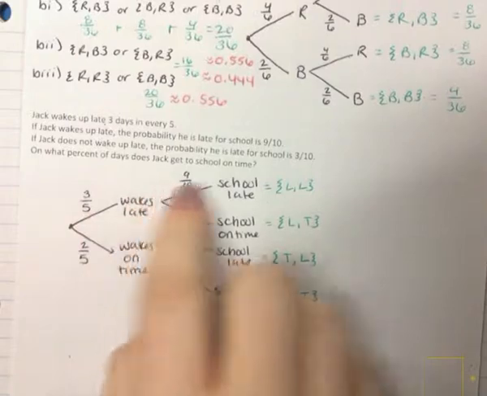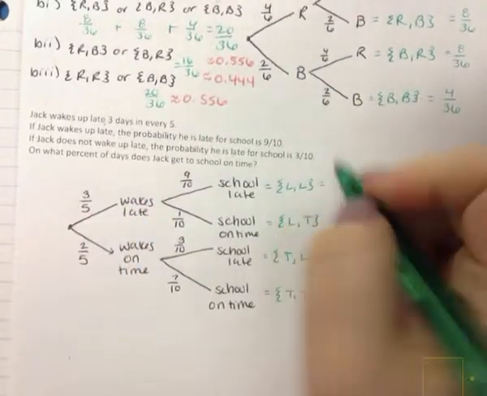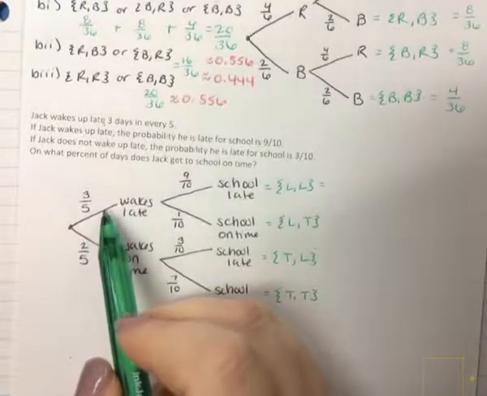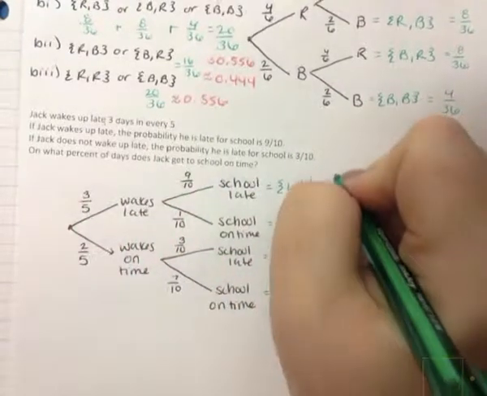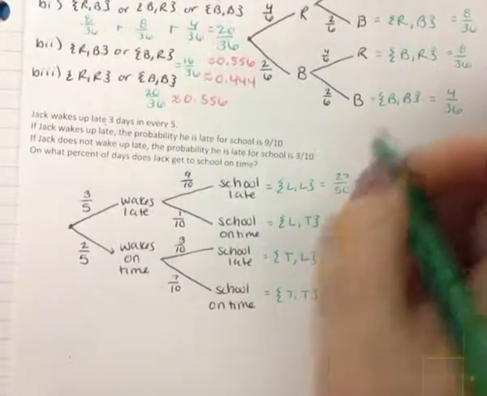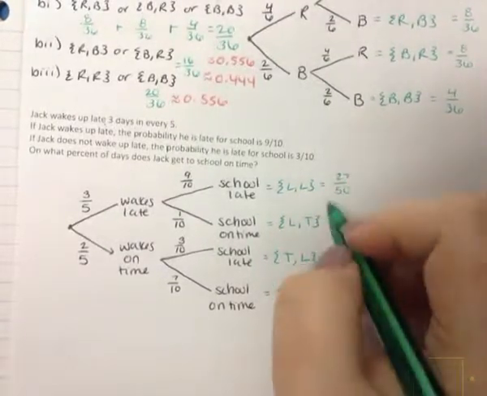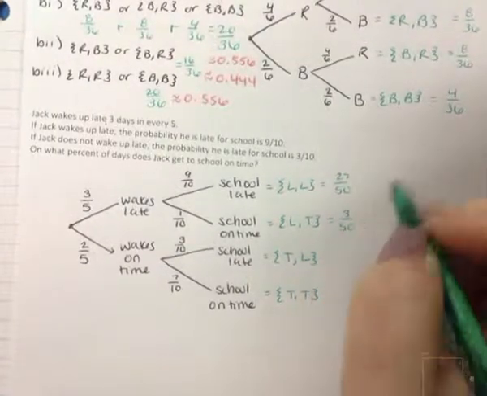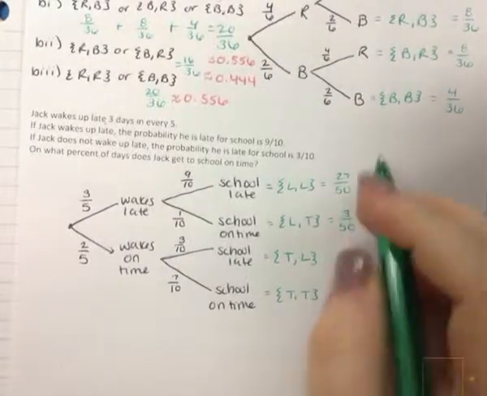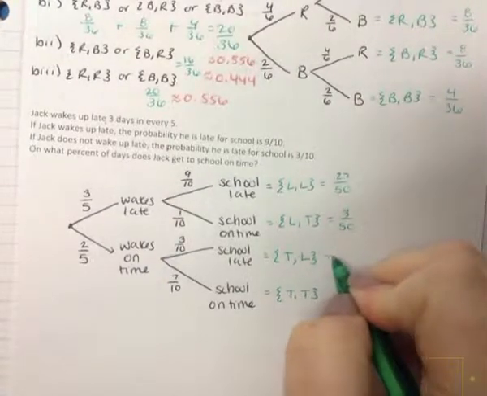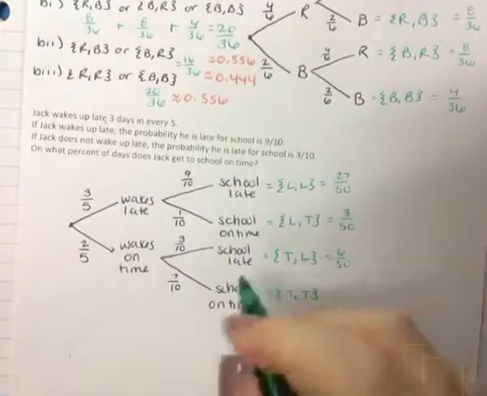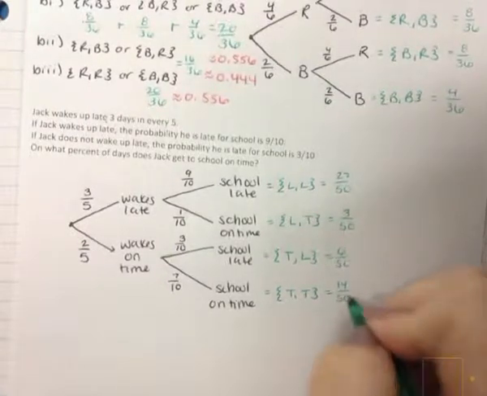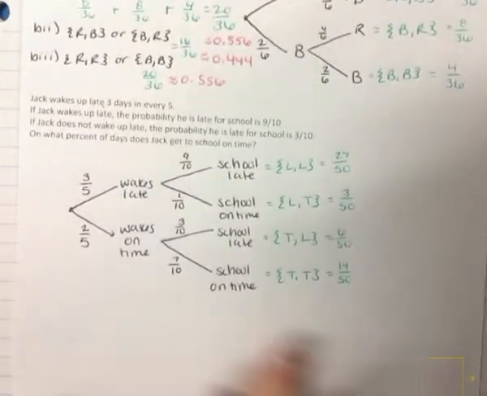And then we can always find our fractions. So again, we would multiply, because this is an and, wakes late and gets to school late. So we would multiply. This is 3 times 9 is 27 over 50. Wakes late, on time to school is 3 out of 50. If he wakes on time, then gets to school late would be 6 out of 50. And then if he wakes on time and gets to school on time, that's a 14 out of 50 chance. So we have our entire tree diagram.